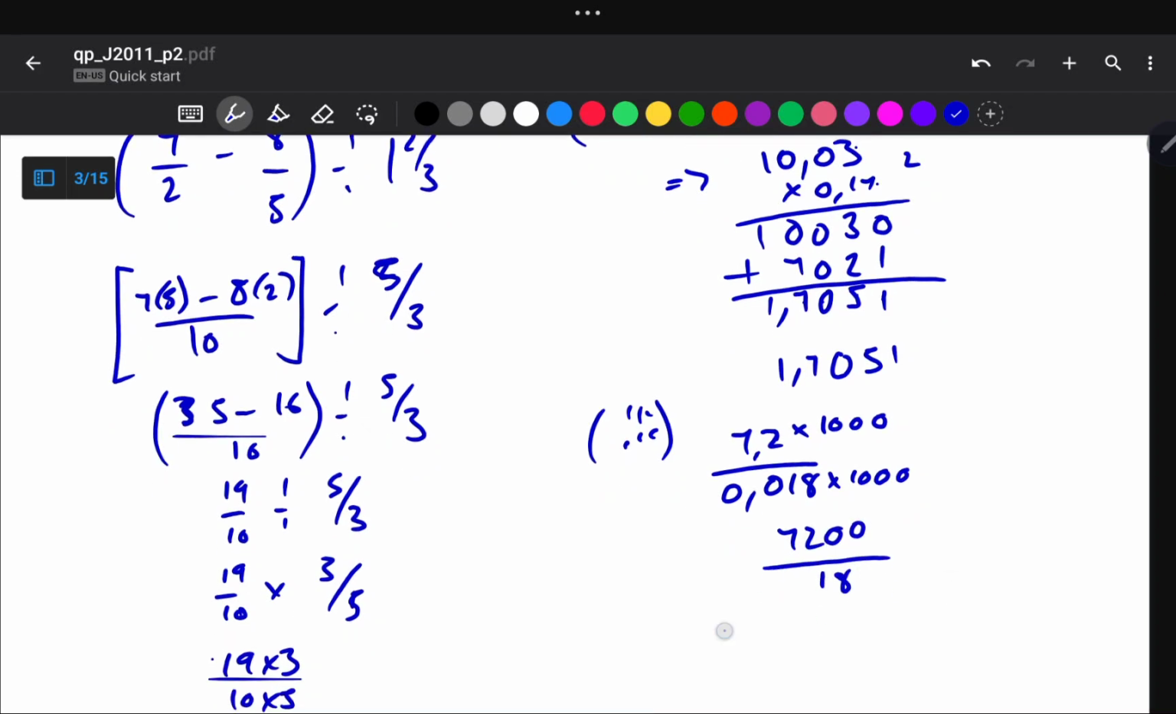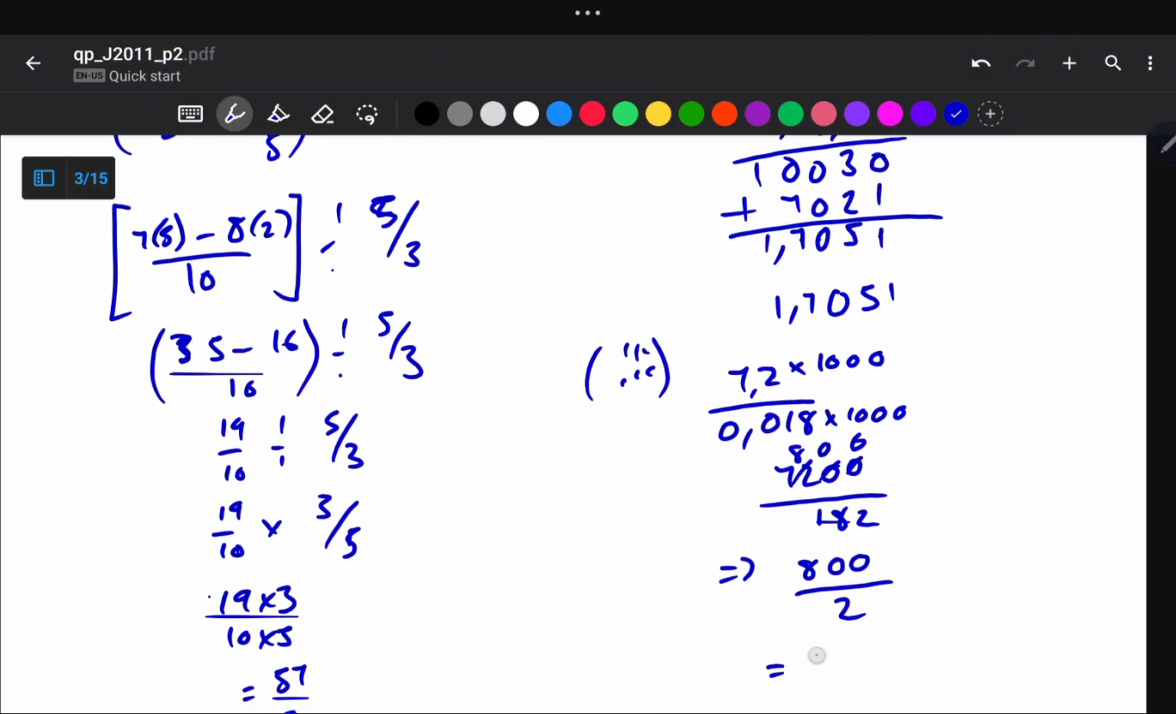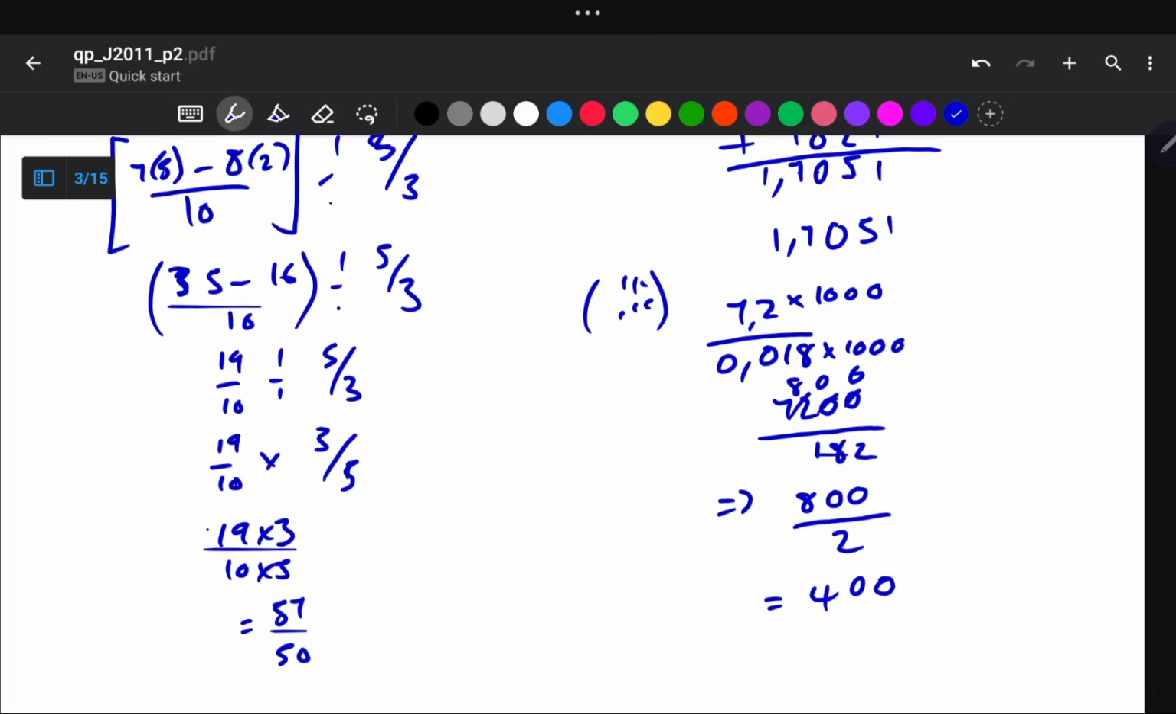Okay, so here we can divide everything by 9. So 9 into 72 gives us 8. 9 into 0 is 0, and 9 into 18 is 2. So it is now 800 divided by 2. So 2 into 8 gives us 4, and 2 into 0, 0. So 800 divided by 2 is equal to 400. Okay, so this is the answer for 7.2 divided by 0.018. So here is our final answer.